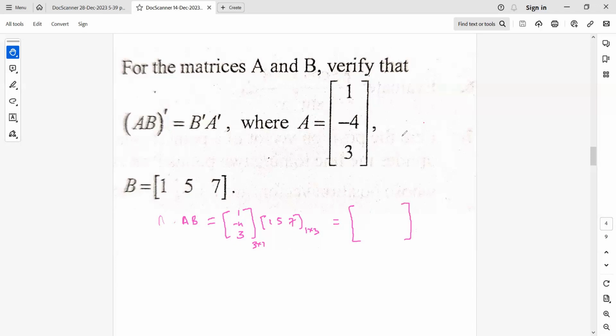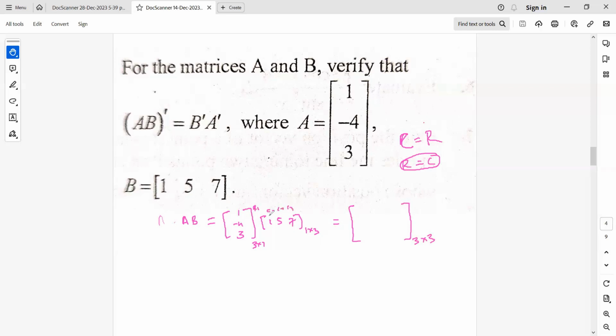We discussed already that we have two rules. One is the CR rule: columns of the first must be equal to the rows of the second. The second rule is the RC rule, which gives us the order of the new matrix. So the order of the new matrix will be 3 cross 3. How do we multiply? We multiply the element of R1 with all three elements, that is C1, C2 and C3.